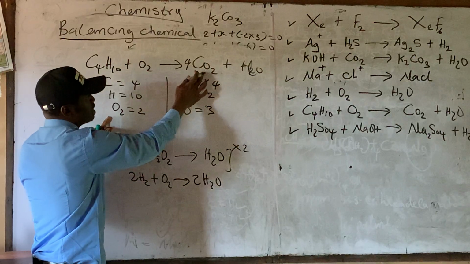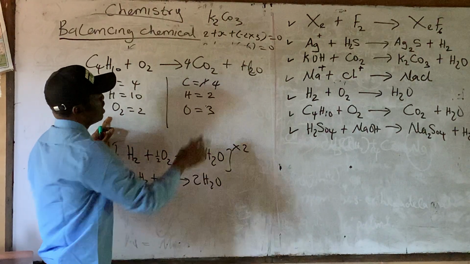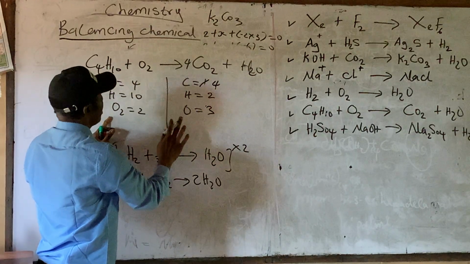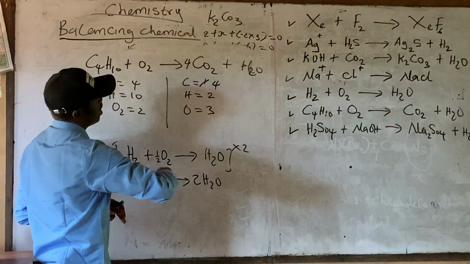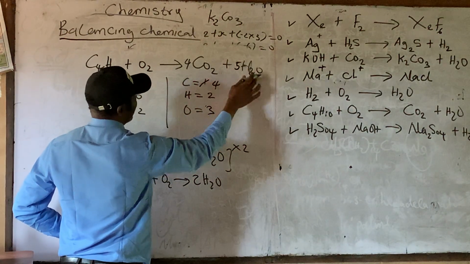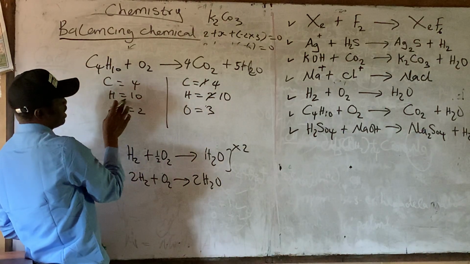But there is a problem with oxygen. 4 times 2 is 8. 8 plus 1 is 9. Calm down. If I put 5 here, this is 10 hydrogen. If I put 5 here, 5 times 2 is 10. So this one is 10. Hydrogen is also 10. It's balanced.